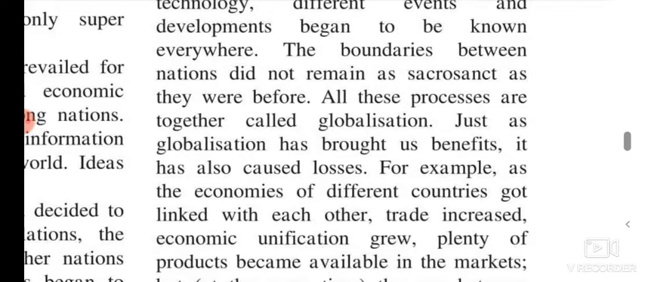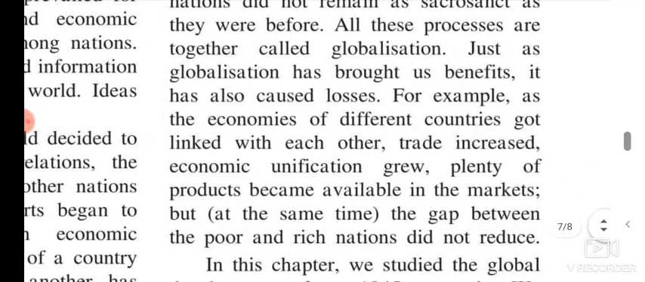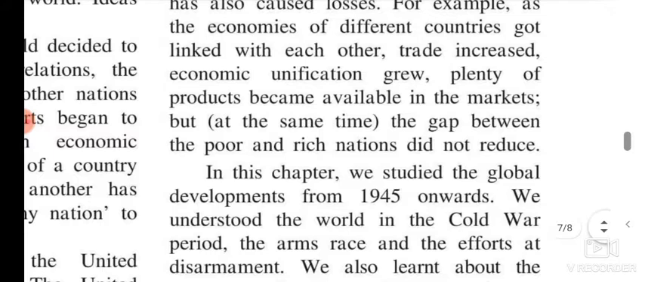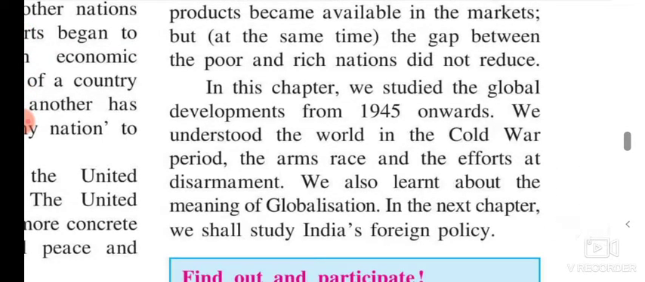Just as globalization has brought us benefits, it has also caused losses. For example, as the economies of different nations got linked with each other, trade increased, economic unification grew, and plenty of products became available in the markets, but at the same time the gap between the poor and rich countries did not reduce. In this chapter, we studied global developments from 1945 onwards.